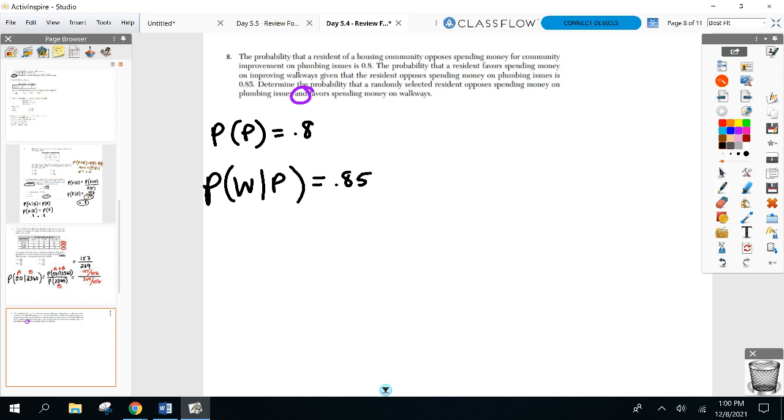Now I'm at the end of the problem. What's it want me to find? Plumbing and walkways. One's for walkways, one's for plumbing. Okay, here it is in symbolic form. We finally broke down this darn problem. You know P is 0.8. W given P is 0.85. What's W and P?